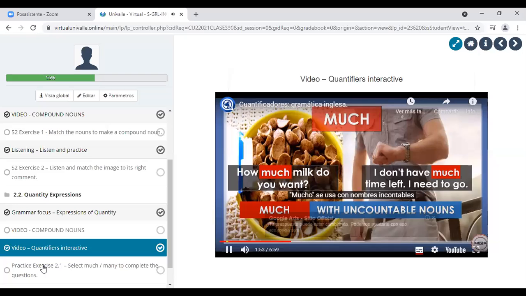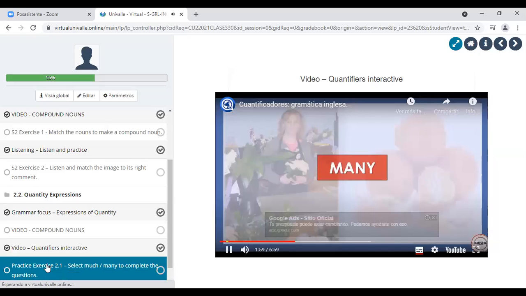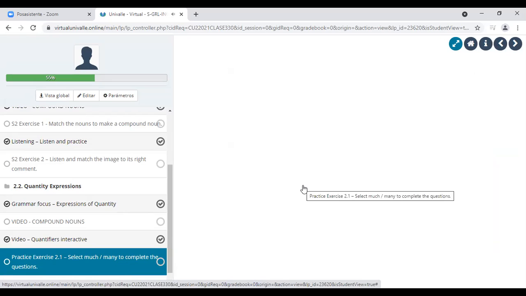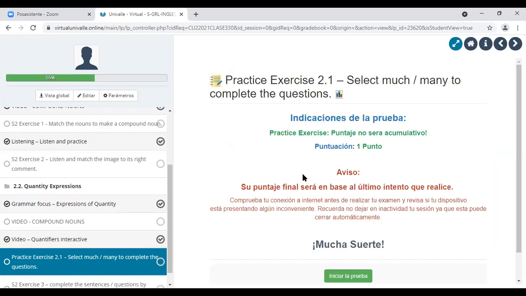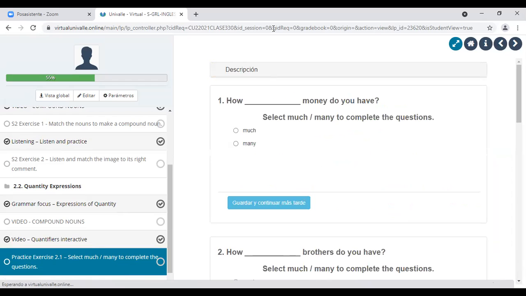But now we are going to do this practice exercise. Select much or many to complete the questions, okay? So we're going to select the quantifier word in order to express quantities in English. So let's do it. Gretel, Naima, Tere, which one? Much or many? Much. How much money do you have?